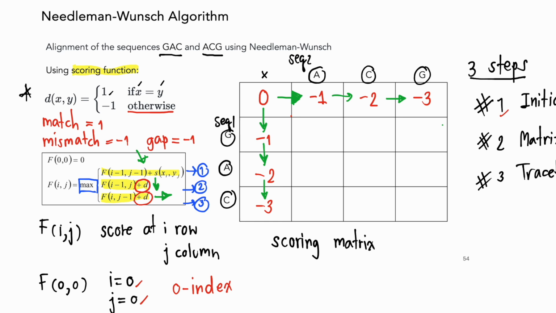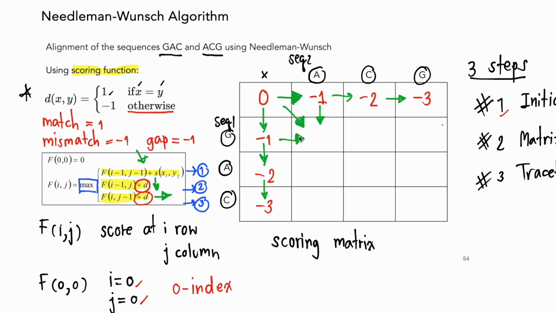Okay, so this is our target cell we were working on. We have, like I said, three directions, right? We have diagonal, which comes from 0 here. We have the top cell, which comes from -1. We have the left cell, -1 here. So we have three directions.